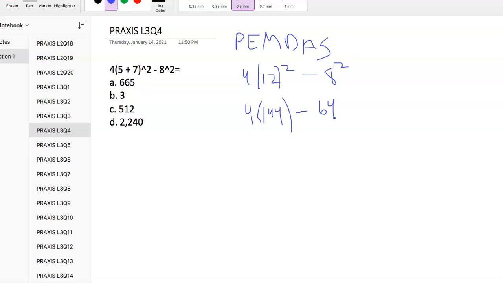Okay, so we've done parentheses, we've done exponents. Next is multiply. 4 times 144 is 576 minus 64. If we subtract that out, we get 512. Okay, and that is answer choice C. All right, so that's how we do that one. PEMDAS, an important one to remember. That will be a question that will show up for sure. Just PEMDAS and order of operations.